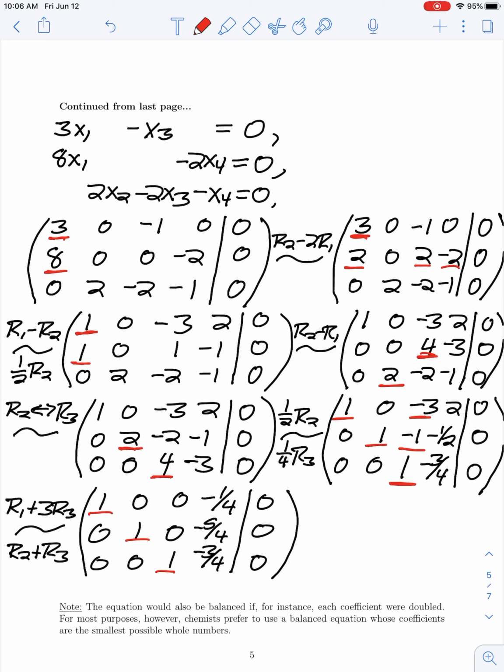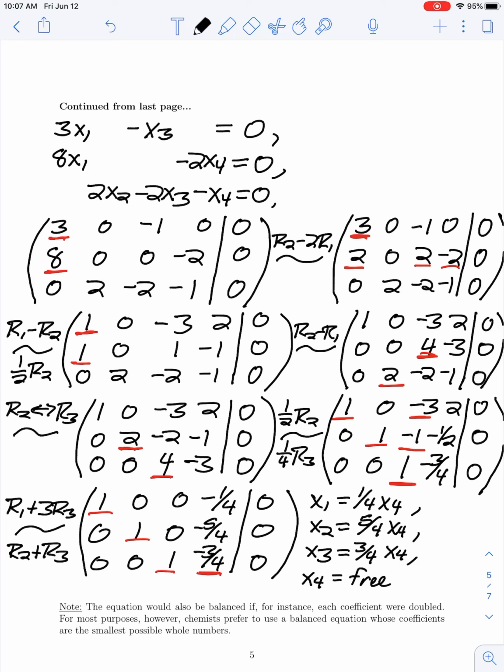We see that we have pivot columns for the first, second, and third column, and I have a fourth column with no pivot. So the variable corresponding to my fourth column, x4, will be a free variable, and then I can solve for the other variables in terms of it. So my first equation tells me that x1 has to equal 1/4 of x4, which is a free variable. My second row tells me that x2 is equal to 5/4 of x4, which is free. And my third row tells me that x3 is equal to 3/4 of x4, where x4 is a free variable.